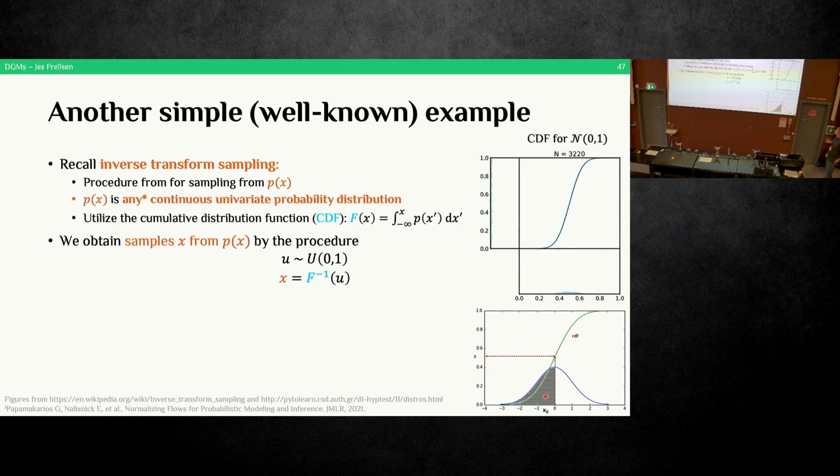There's also an illustration of it here where I say this is the CDF of a normal distribution. I sample uniformly, and then you see what I get out here is samples from the Gaussian if I use the inverse CDF of a normal distribution. So you can think about this as a flow where the base distribution, it should have said P of U here, is a uniform distribution, and the transform is the inverse CDF.